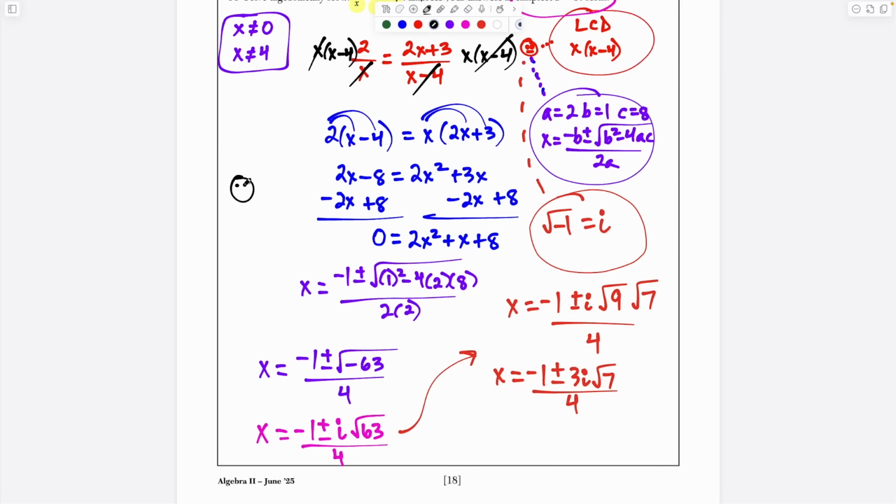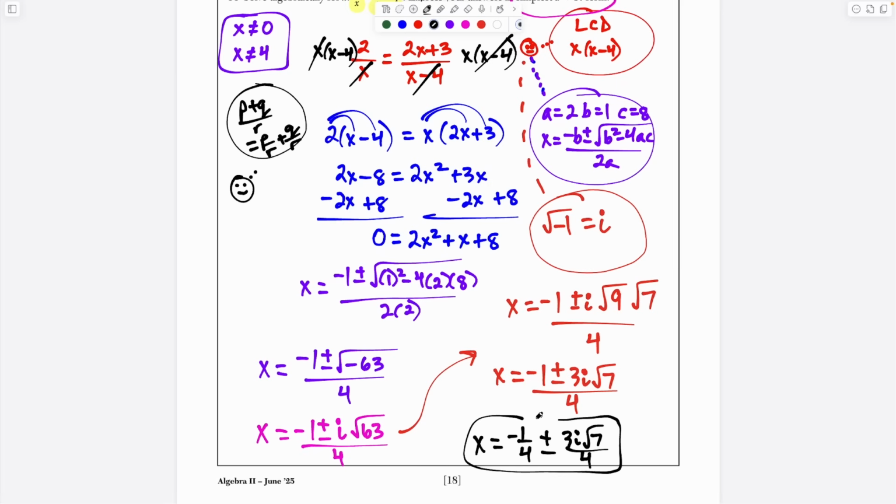Just know when you have something like p plus q over r, I'm allowed to write this as p over r plus q over r. That's just a property of fractions that we could use here. So our final answer, we're going to say x equals negative 1 over 4, plus or minus, let's make that neat, plus or minus 3i radical 7 over 4. This form is acceptable and would get us full credit.